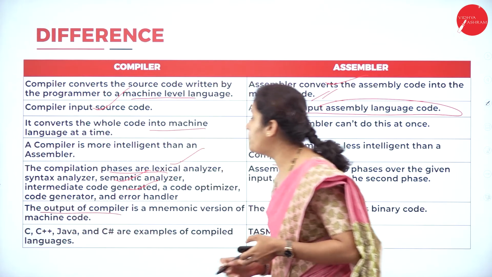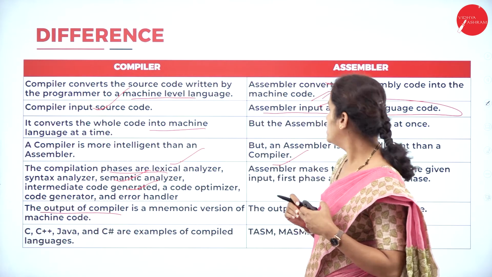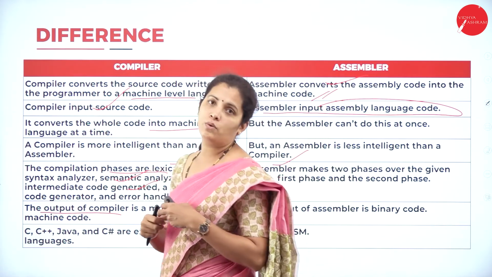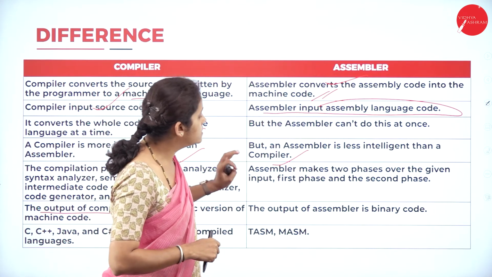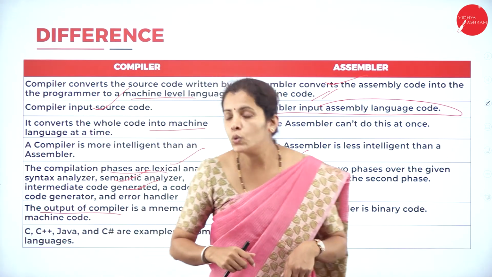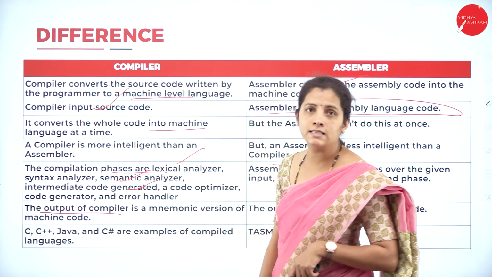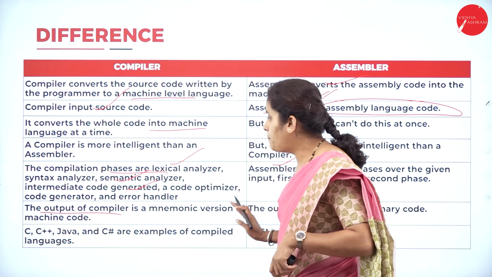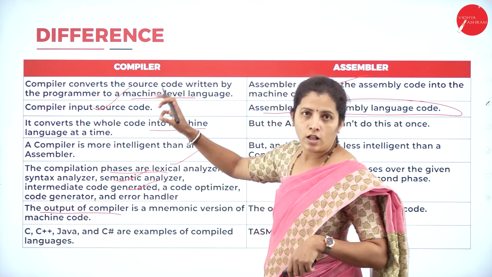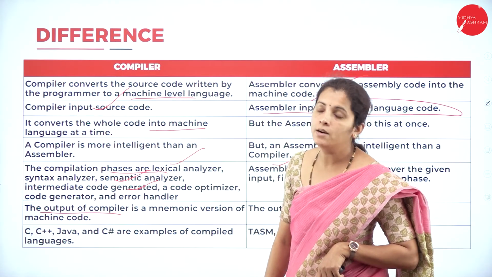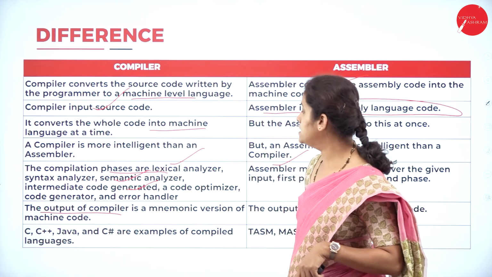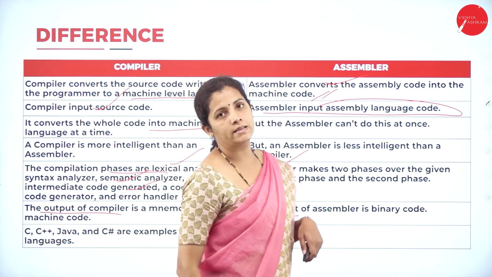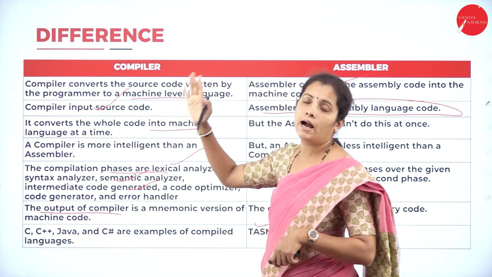The output of the assembler is a mnemonic version of machine code, whereas the output of the compiler is binary code. Examples of compiled languages are C, C++, and Java, since programs are written using high-level programming languages like C, C++, Java, etc. Whereas for the assembler we have TASM and MASM. So these are some of the differences between compiler and assembler.